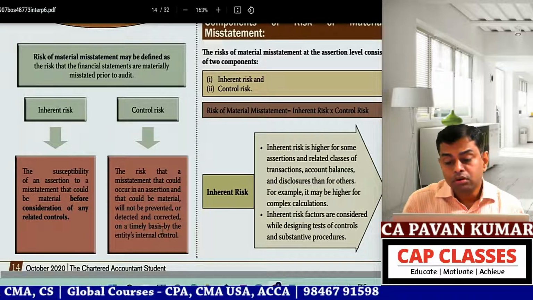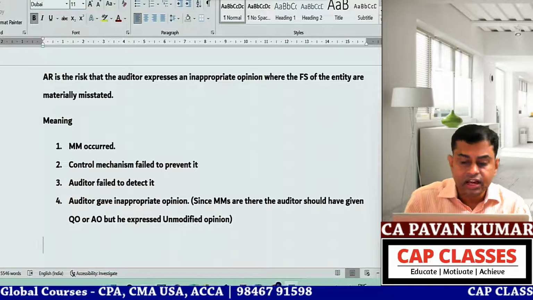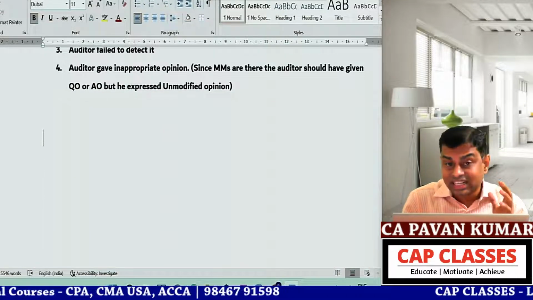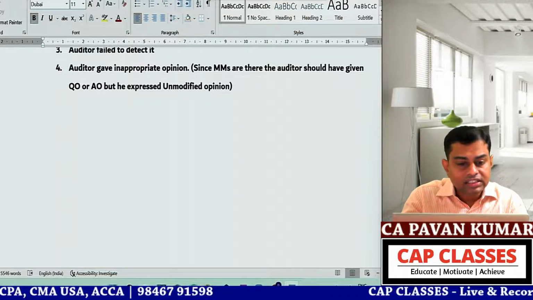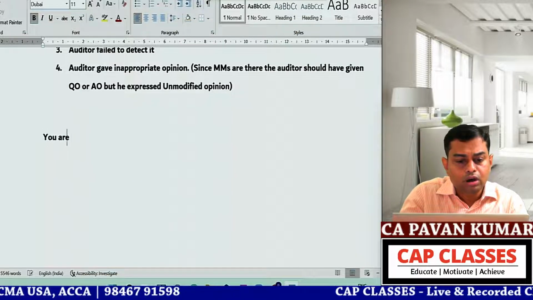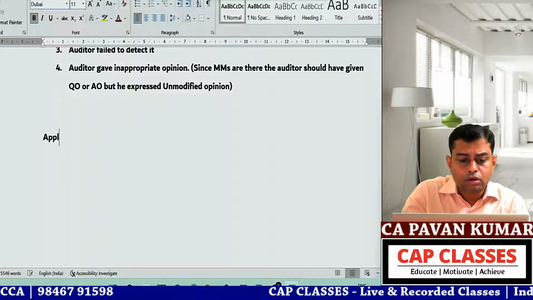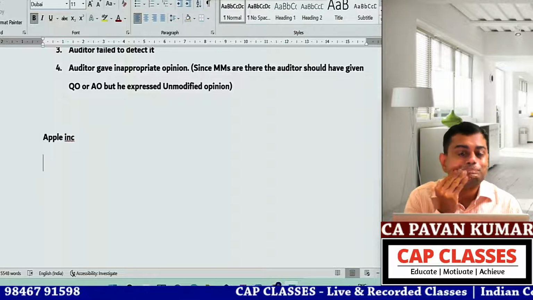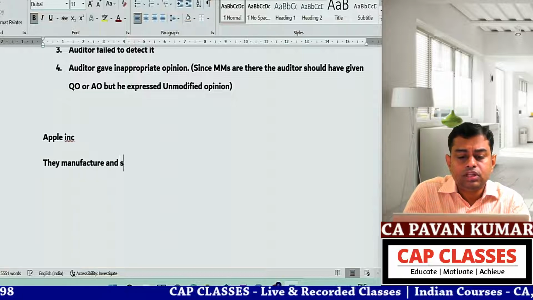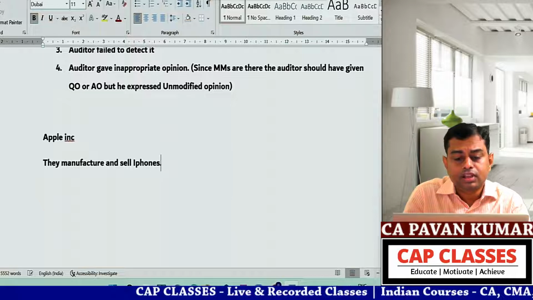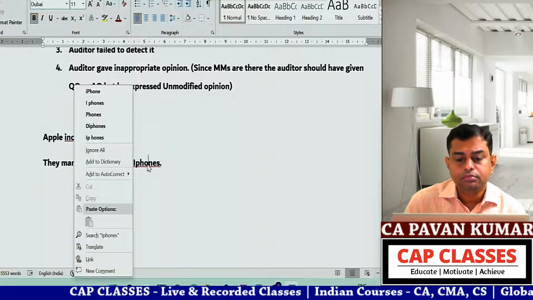Okay, now there are so many examples given for inherent risk, but the best example I have come across, I'll tell you. Consider Apple Incorporation. They manufacture and sell iPhones. Correct? They manufacture and sell iPhones. P capital it should be.